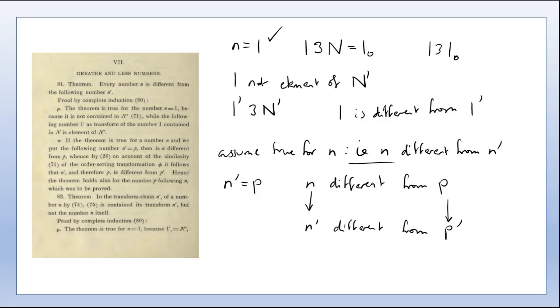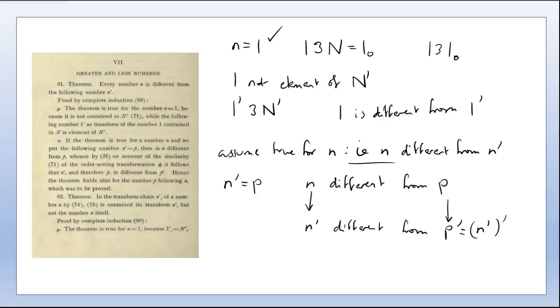from p primed. Okay, so Dedekind doesn't really use the notation n primed primed, but that's effectively what p primed is. It's n primed primed. It's the number after the number after n, if you understand what I mean. So hence the theorem holds also for the number p following n, which was to be proved. Okay, so we're done with theorem 81.